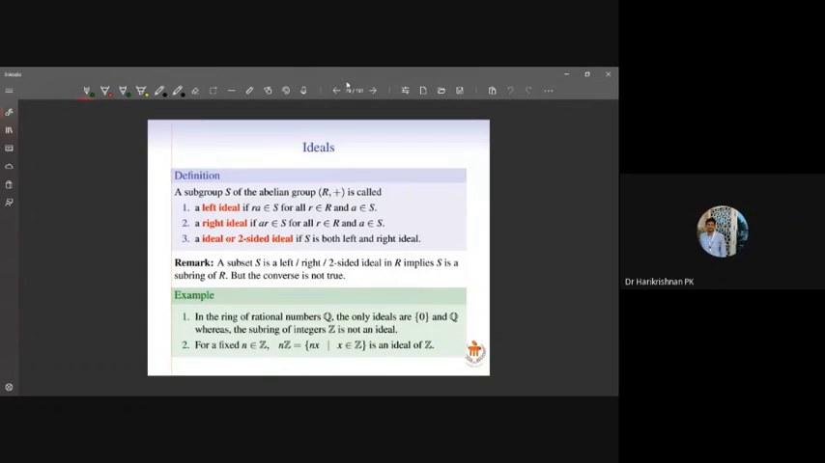So you take any fixed integer n. You know that nℤ is the set of all n·x such that x belongs to ℤ. nℤ is an ideal of what? ℤ. For any fixed n, nℤ is an ideal of ℤ.